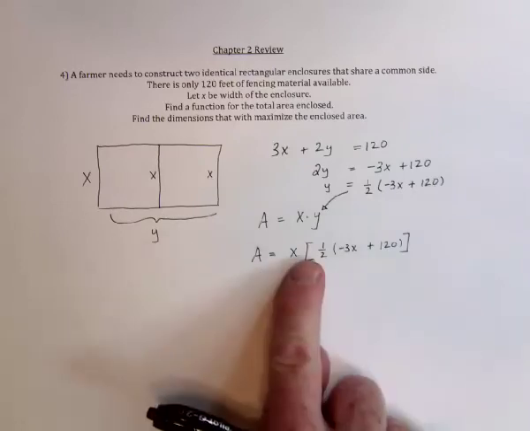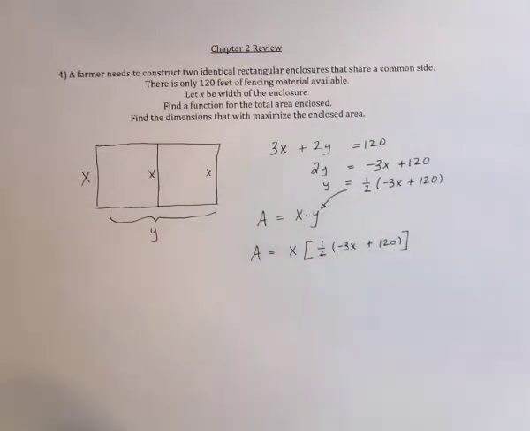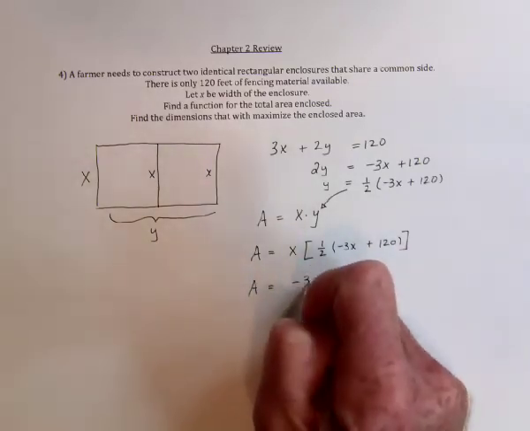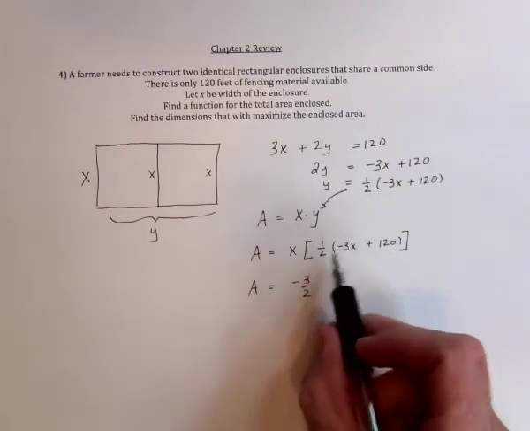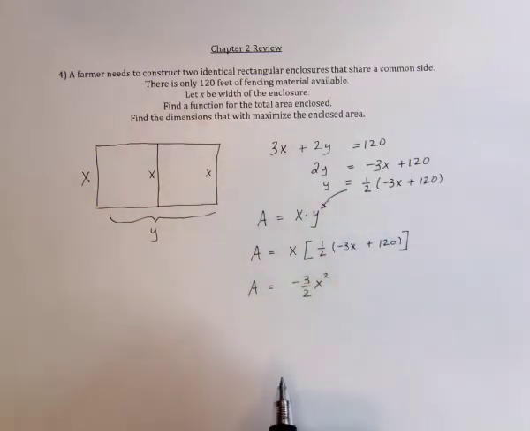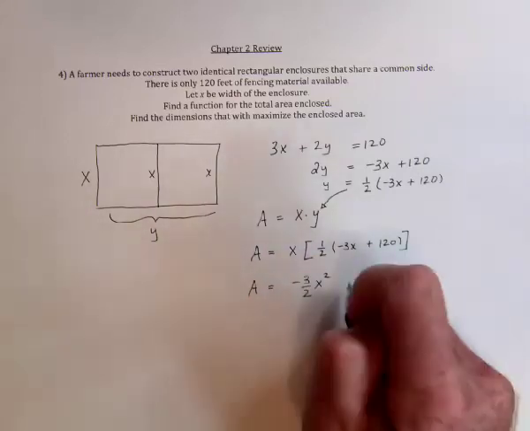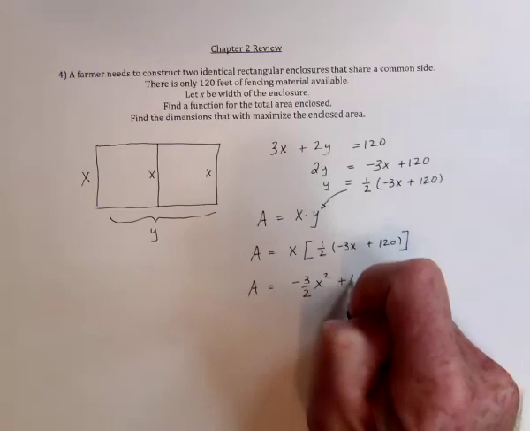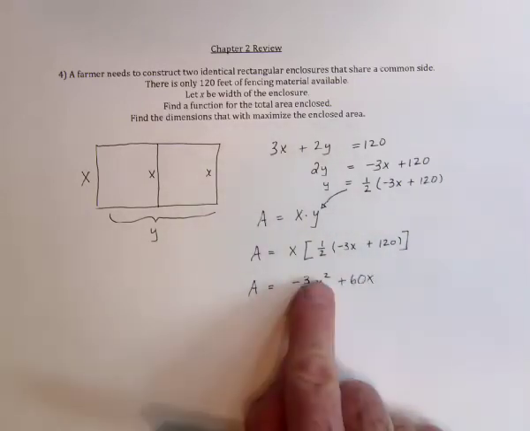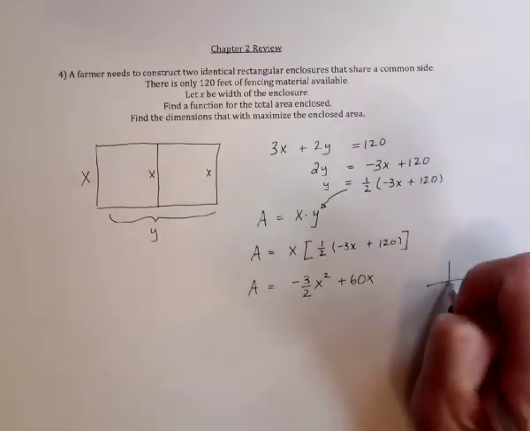And then I can take this 1/2 x and distribute it. So we'll have a negative 3/2 for the number there, and then an x times an x, so x squared. And then a 1/2 x times 120. Well, half of 120 is 60. So I'm going to end up with 60x. And because of this, it's a parabola. And because of the negative, it's a parabola that's opening upside down.